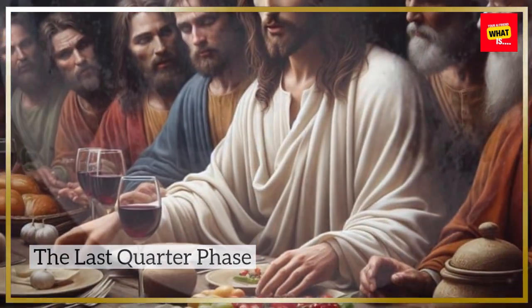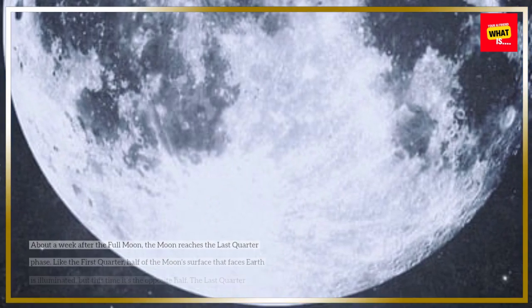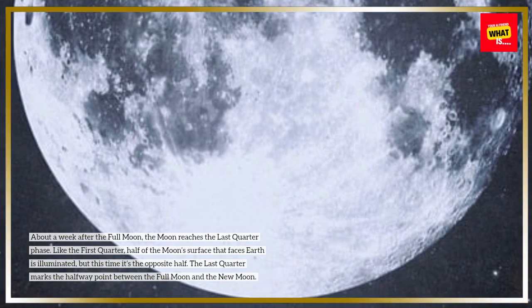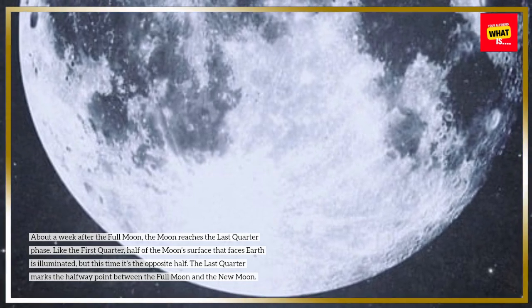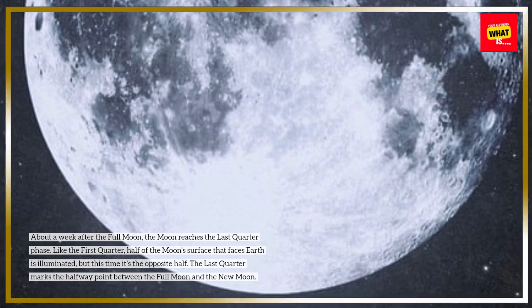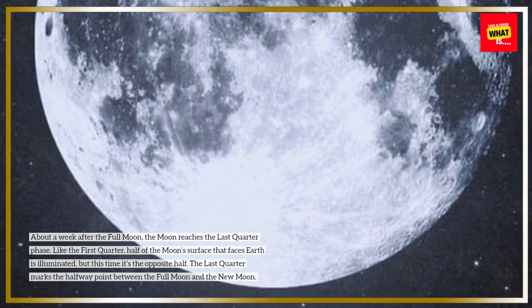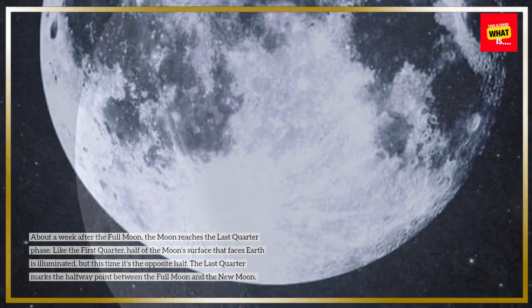The last quarter phase. About a week after the full moon, the moon reaches the last quarter phase. Like the first quarter, half of the moon's surface that faces Earth is illuminated, but this time it's the opposite half. The last quarter marks the halfway point between the full moon and the new moon.